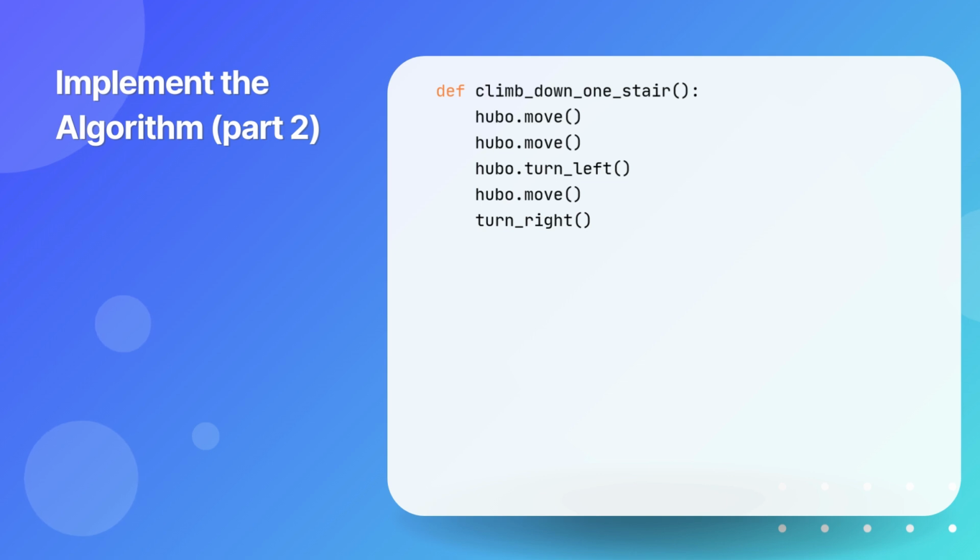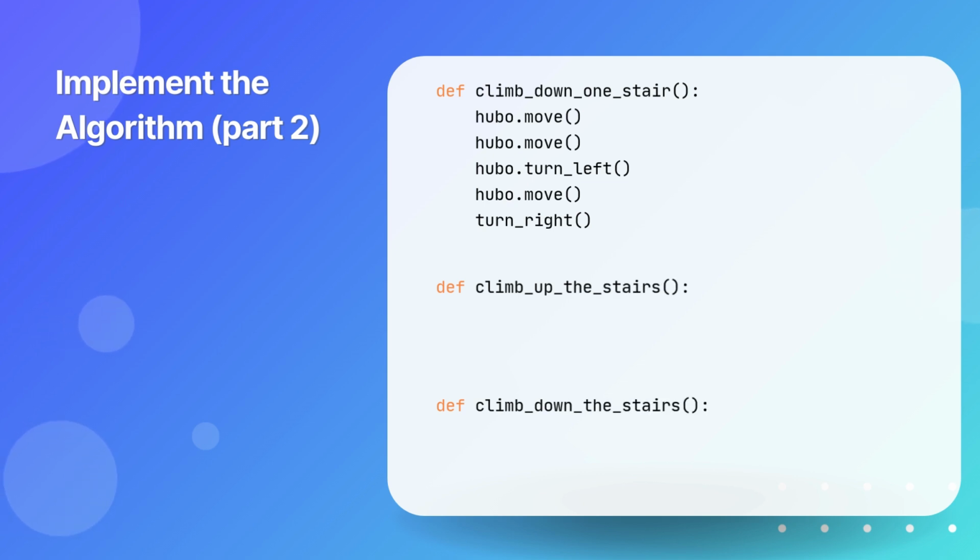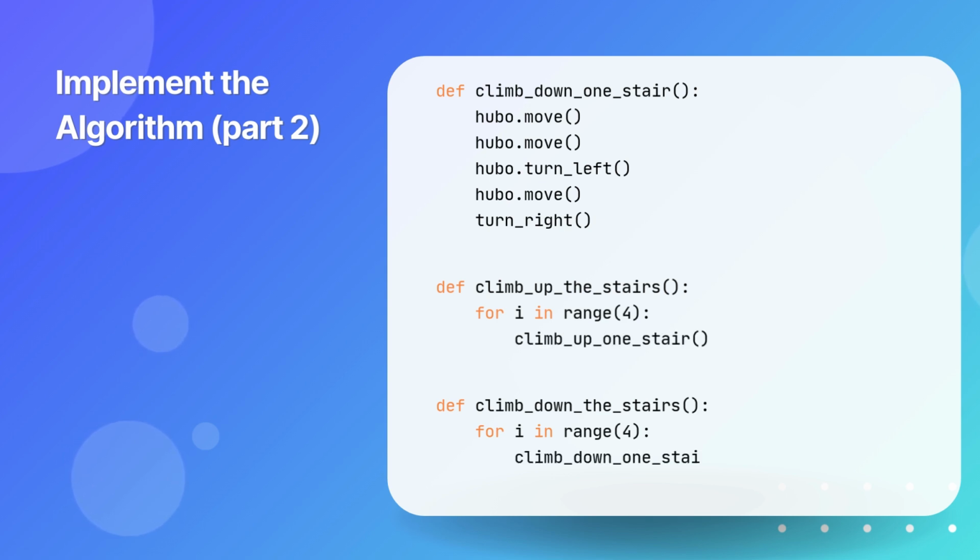Building on these single-step functions, climb_up_the_stairs and climb_down_the_stairs use loops to repeat the respective single-step functions 4 times, enabling the robot to navigate all 4 stairs in sequence. This modular approach simplifies the implementation of complex movements while maintaining clarity and reusability.